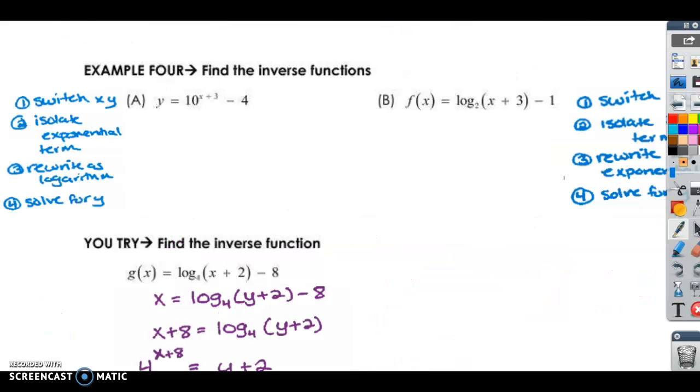Okay, if you are asked to find the inverse of a function, you're going to follow these steps. You're going to switch the x and the y. Then you're going to isolate the exponential term, which in this case will be 10 to the y plus 3. So that's going to be x plus 4 equals 10 to the y plus 3. Okay, and then you're going to rewrite it as a logarithm.